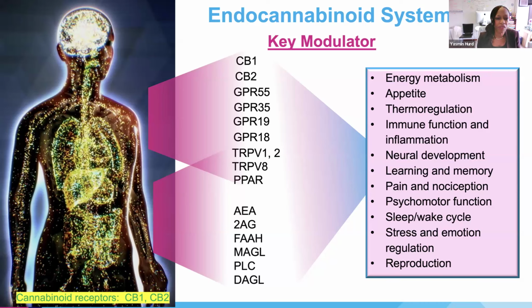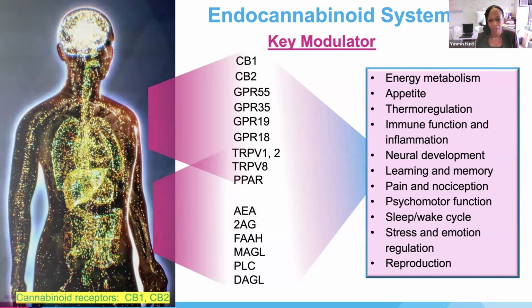So think about it, this is a very broad modulatory system on multiple biological processes. So when we say that we may consume cannabis to help our appetite, it's also impacting on all of these other things, because when you consume cannabis, it's not specifically going to just those quote unquote processes that regulate appetite.